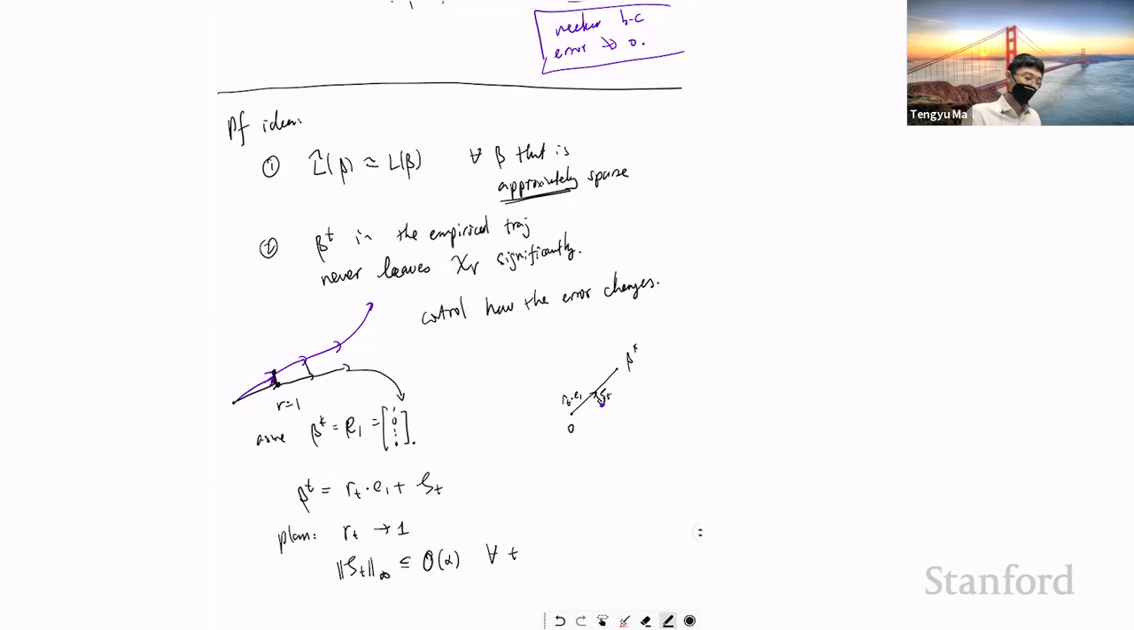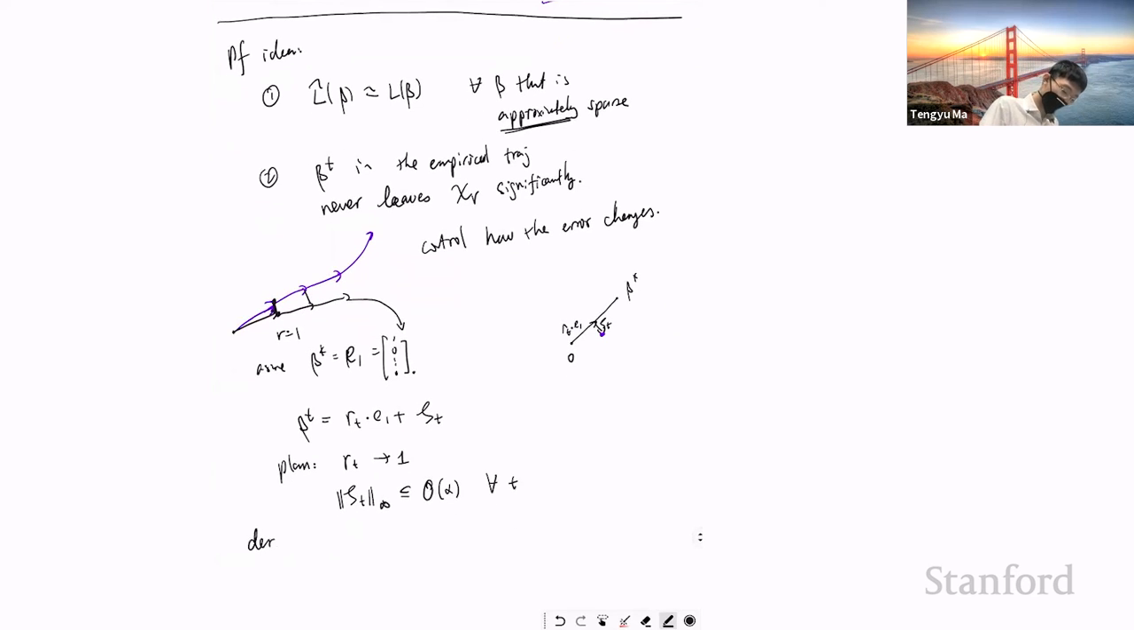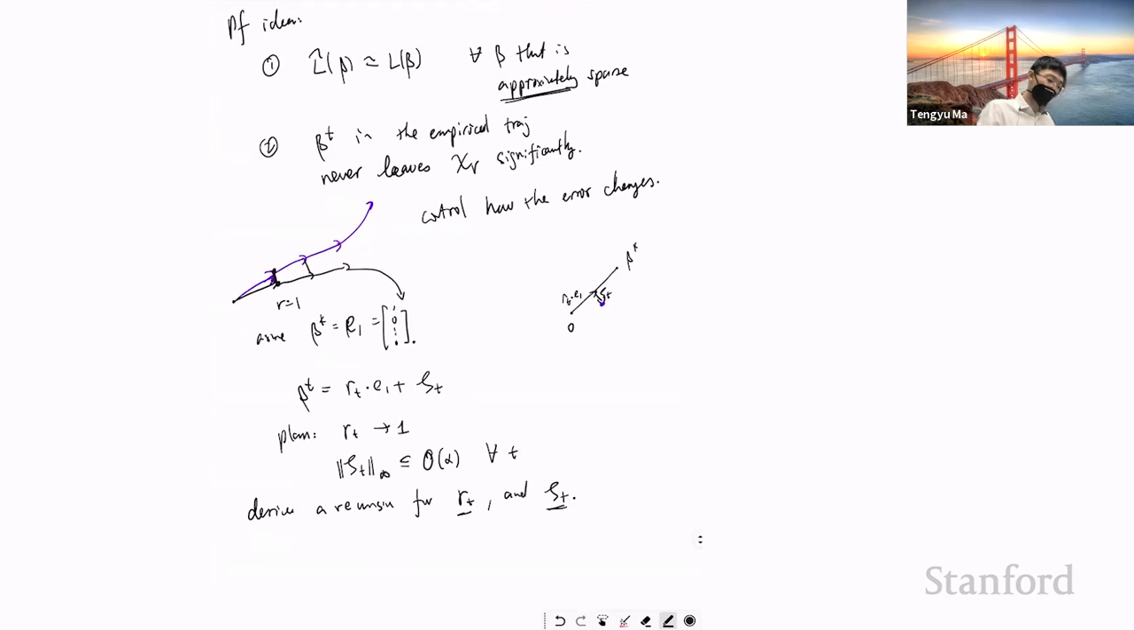And then what you have to do is try to derive a recursion for R_t and zeta t, right? And when you derive the recursion for both of these two things, you can always keep in mind what happens with the population case. You can have the same recursion for R_t in the population case. Let me see which one I can talk about easily.